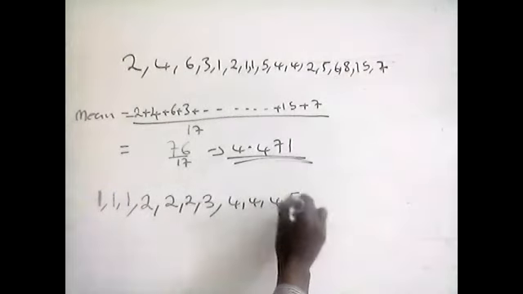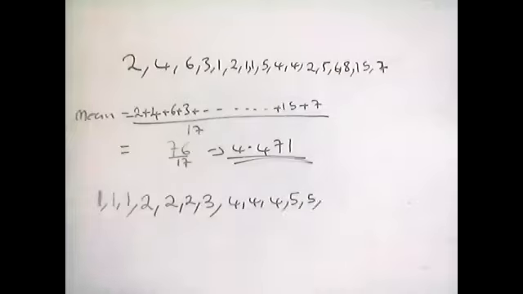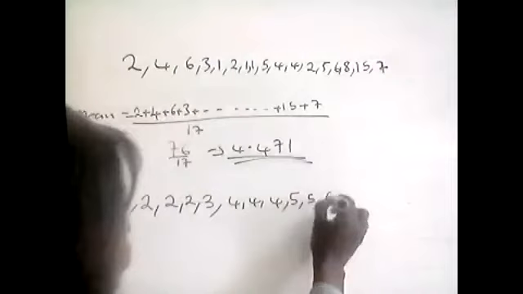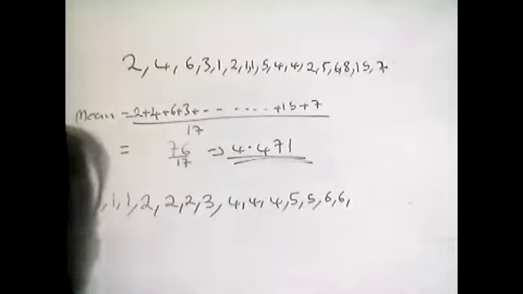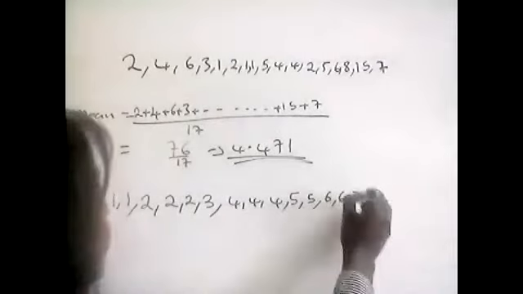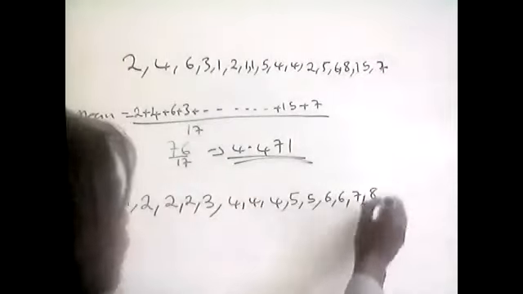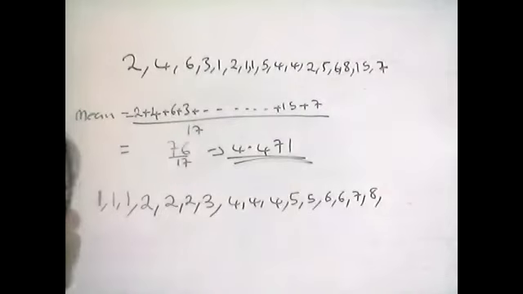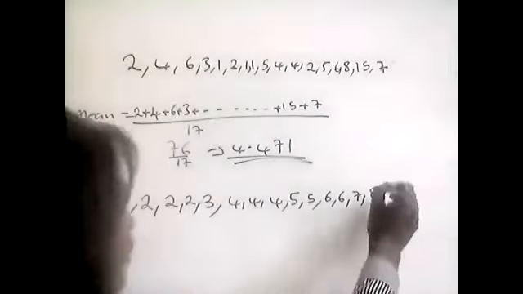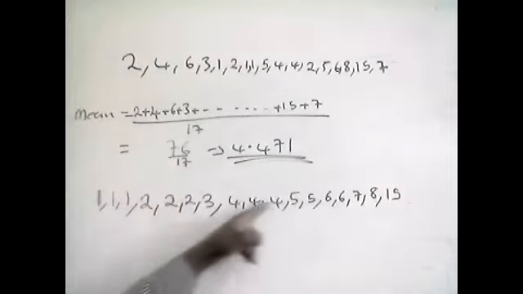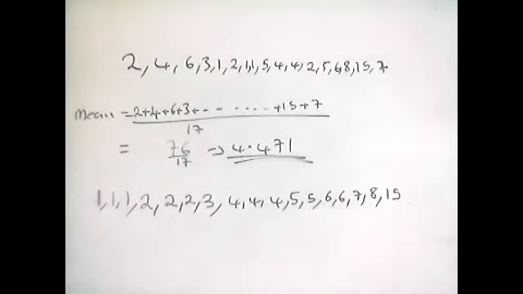6, we have how many? 1, 2, so two 6s. We have 7 in the data, just one. What about 8? It's just one 8. We don't have a 9. So from 8, the last number that we have is 15. You can count these and see that there are 17.